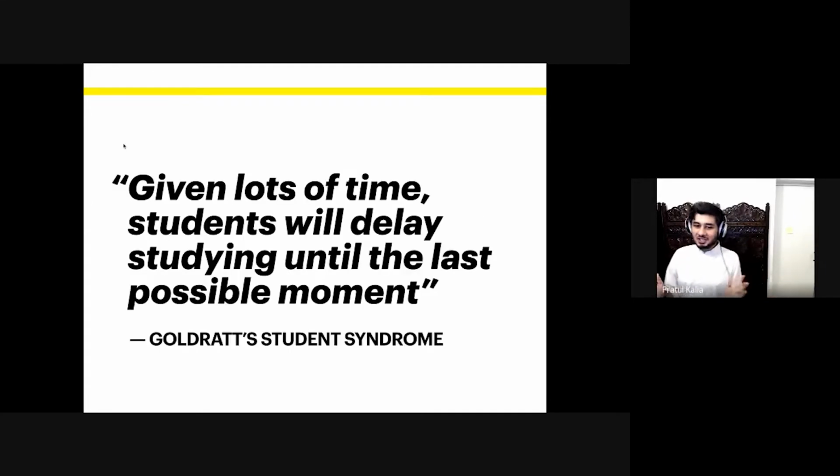The other law is what is called the student syndrome, which is again something that all of us, I'm sure, have experienced while educating ourselves. Given lots of time, students will delay studying until the last possible moment. This is something that is very applicable to developers as well, which is that developers will procrastinate until very late in the project, and then suddenly the timeline is too close, and then we will rush towards the end, and we will not complete things on time, and suddenly things are breaking left, right, and center, etc., etc.